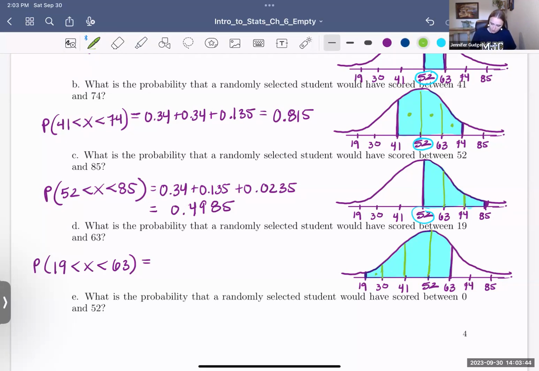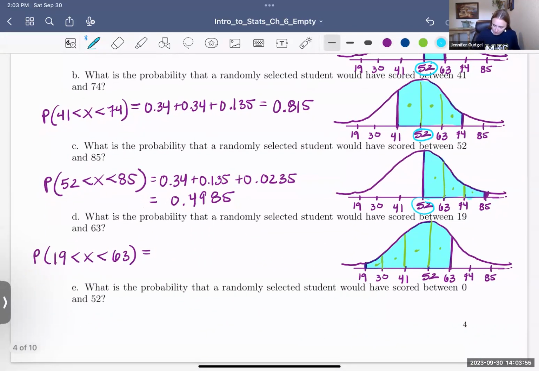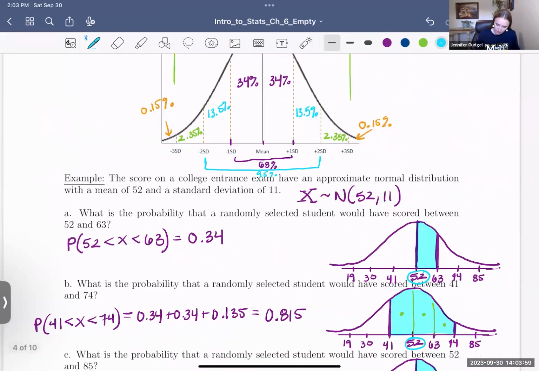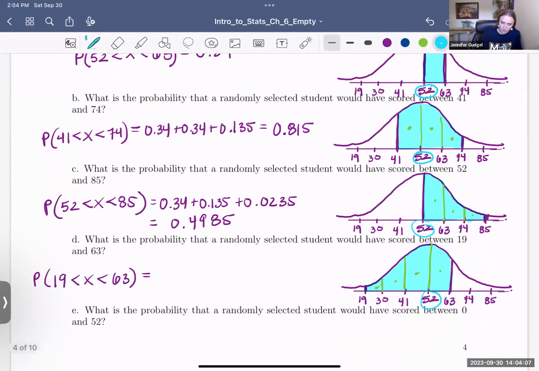So we're adding 1, 2, 3, 4 sections together for this one. All right, we are looking at 19. That's 3 standard deviations to the left to 1 to the right. 1, 2, 3 to 1 to the right. So that's this guy and that guy. All right, 3 to the left all the way to 1 to the right.